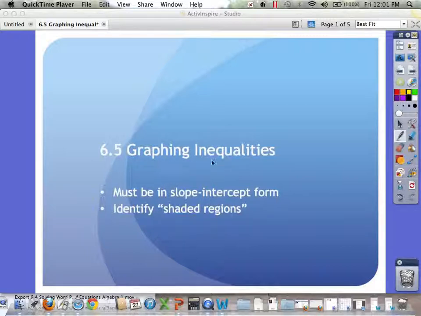But anyway, we're going to graph inequalities. Now remember, inequalities are those things with less than, greater than, less than or equal to, greater than or equal to. We've worked with these before on a number line, but now we're going to put them on a coordinate plane and graph them. And you'll also be able to see them on your calculator. And anything that you want to graph in your calculator always has to be in, that's right, slope-intercept form, which is the y equals mx plus b form. It has to be solved for y. Okay? Then we're going to identify the shaded regions, and we'll talk about what that means in just a minute. All right, so let's get started.